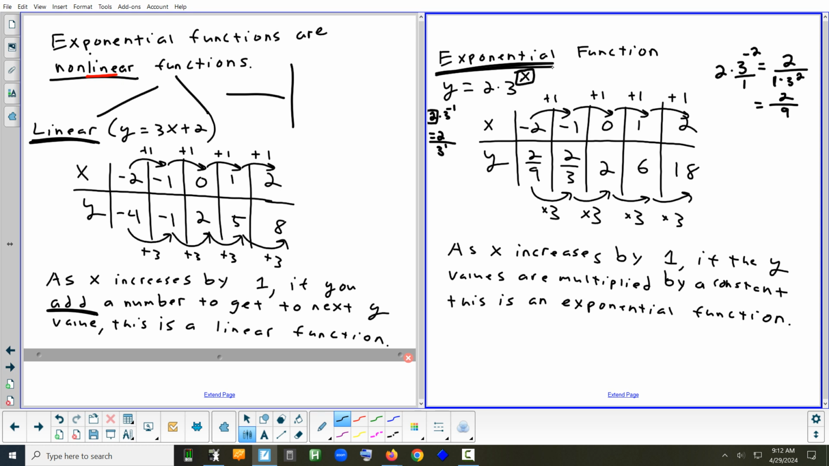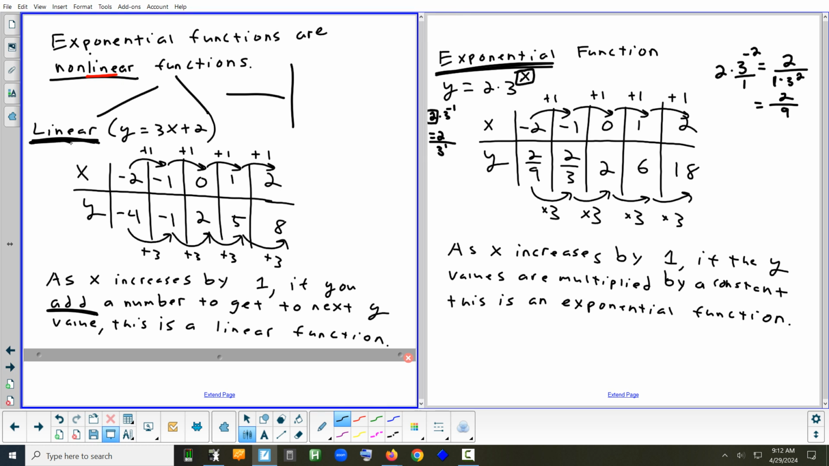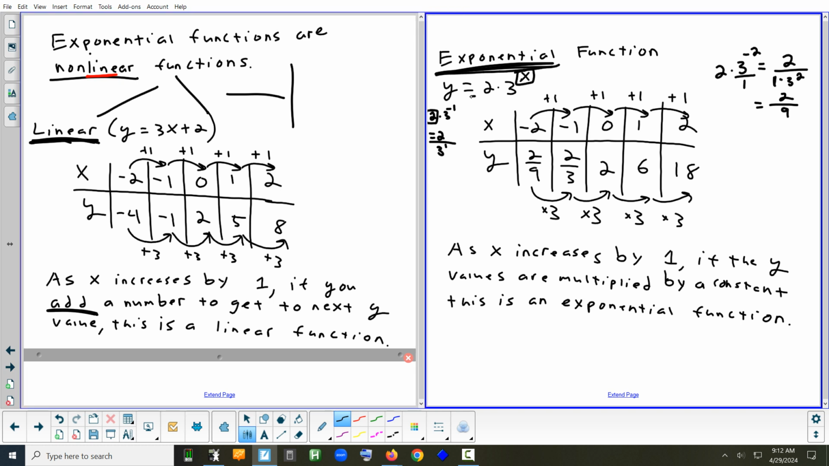Addition instead of multiplication. Right, that's the big difference. If the pattern is addition, it's going to be a straight line. It's going to be linear. If the pattern is multiplication, that's when it's going to be exponential.